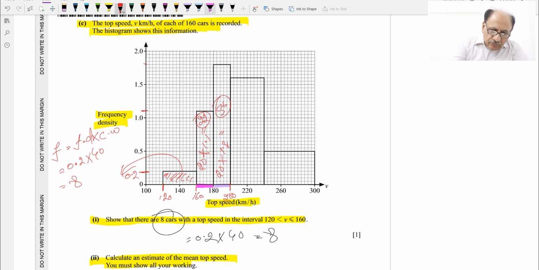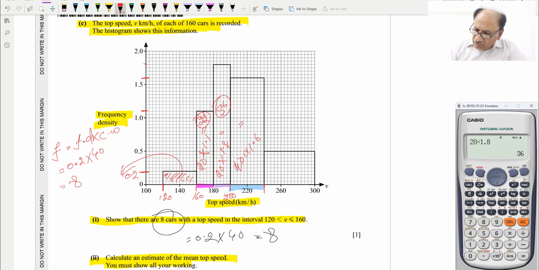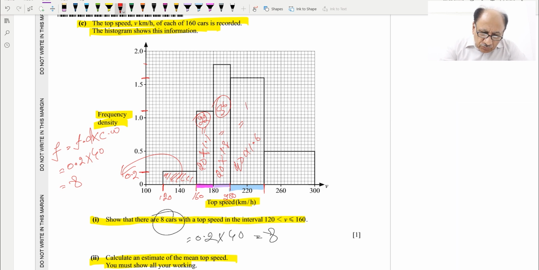And next bar, which is width is 200 to 240. So width is 40, up to this width is 40. So 40 multiplied by height will be 1.6. So this is representing 40 multiplied by 1.6, which will be equal to 64. So this bar is representing 64.